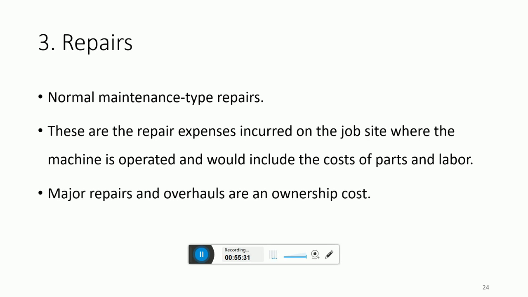Major repairs and overhauls are an ownership cost. Repair expenses increase with the machine age. The new machines don't have much repair cost, but as the machines get old, their repair cost also increases or gets higher.